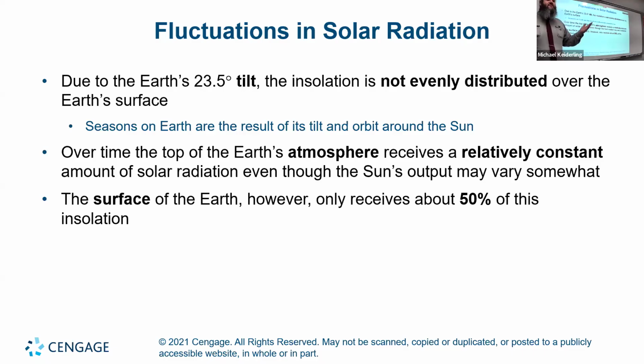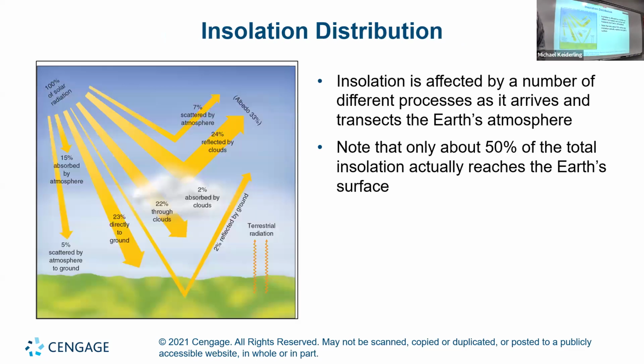And that's because the other half gets, well, it gets either absorbed directly by the atmosphere or reflected away. So if we look at the incoming solar radiation, about 7% gets scattered away to the atmosphere, about 24% gets reflected by clouds, and about 2% gets reflected by the ground. And that all bounces off back into space.